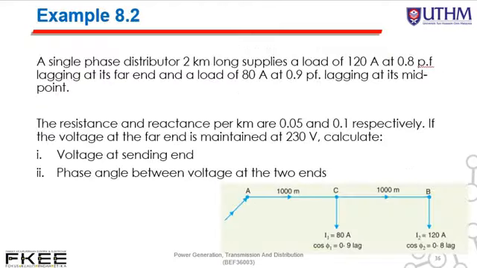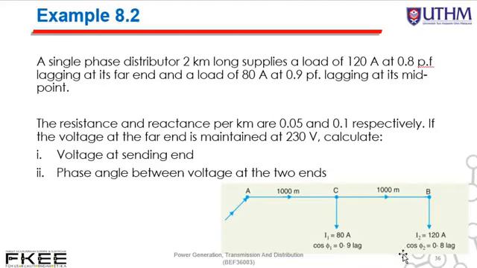So let's move on to example 8.2. In example 8.2, a single phase distributor of 2 km long supplies a load of 120 ampere, 0.4 power factor lagging, it is over here, and another load is located at the middle point of the distributor, which is at 80 ampere and 0.9 power factor lagging.